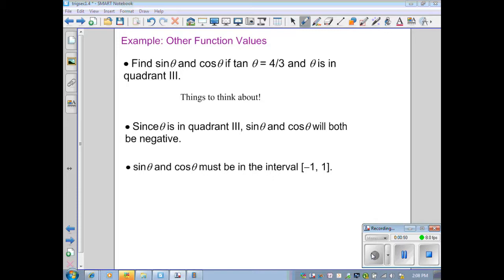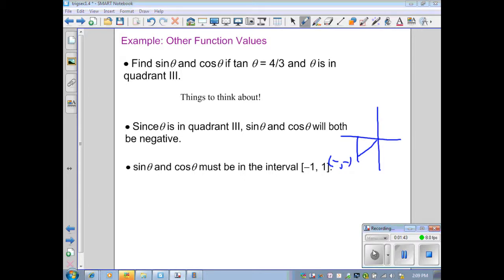The first example for function values. Number 1 says find sine theta and cosine theta if tangent theta equals 4/3. But your constraint is theta is in quadrant 3. The first bullet point down here says since theta is in quadrant 3, sine theta and cosine theta will both be negative. Recall that's true because in quadrant 3, if I have an angle, my x is negative and my y is negative. So sine theta and cosine theta are y over r and x over r. So negative divided by positive, those values will both be negative. The next bullet point says sine theta and cosine theta must be in the interval between -1 and 1, which is the range we just found in a prior section.